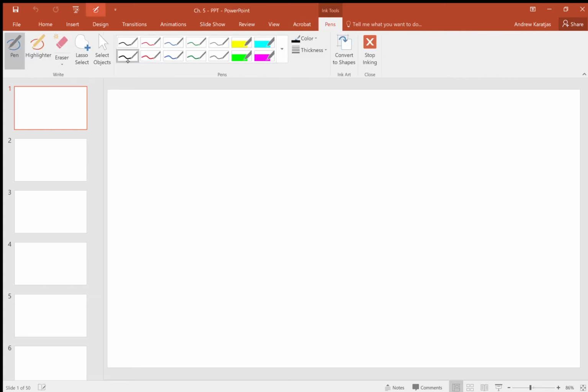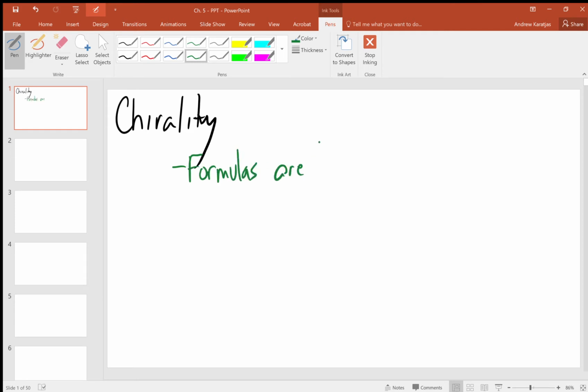So our last section in this area of stereochemistry gets us into an area known as chirality. And when we talk about chirality, we're now dealing with molecules where the formulas are the same and the connectivity is the same.